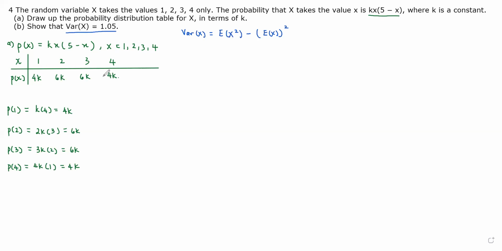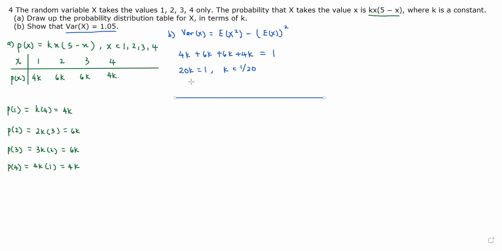Total probability is always 1. Then total probability, we have 4k plus 6k plus 6k plus 4k equals 1. 20k is 1, and we have k equals 1 over 20. With this value of k, we now have the probability distribution table here.